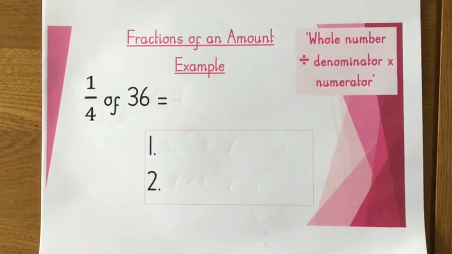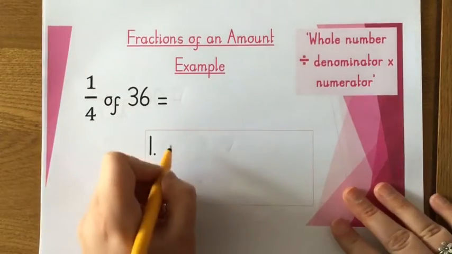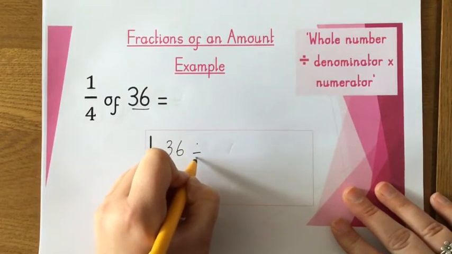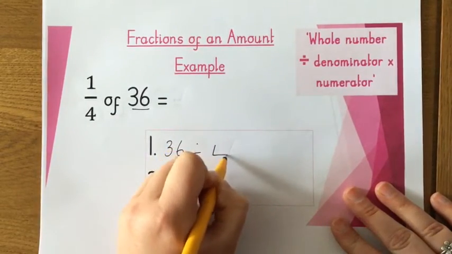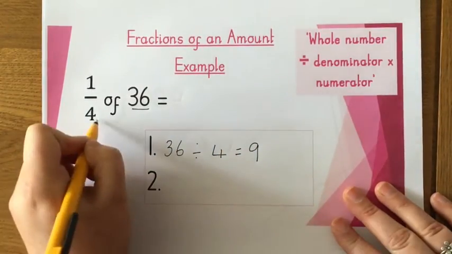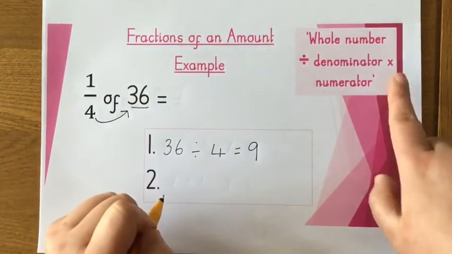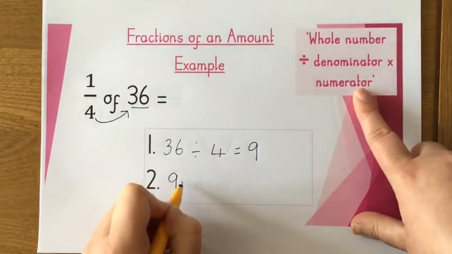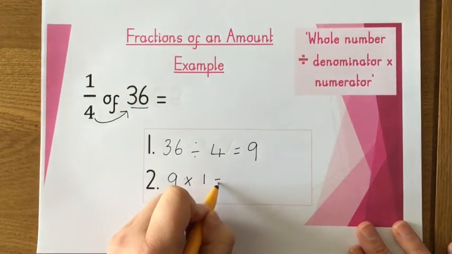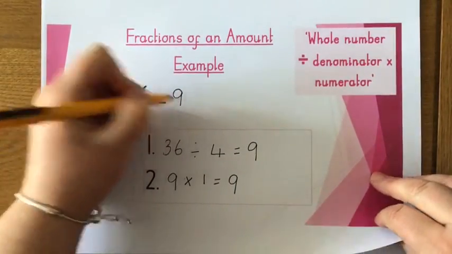Can you remember what to do first? The whole number divided by the denominator. So my whole number is 36 divided by the denominator, which is 4, and that is 9. There are 4 9s in 36. Then my answer, 9, multiplied by the numerator, which is 1. 9 times 1 is 9. So 1/4 of 36 is 9.